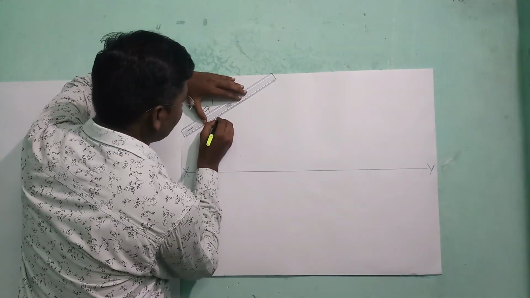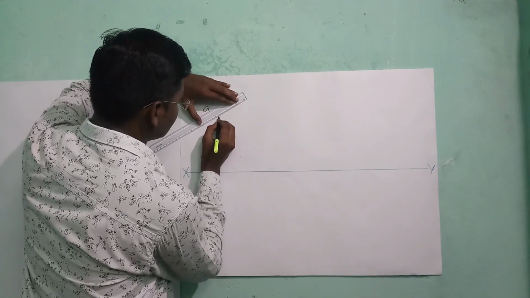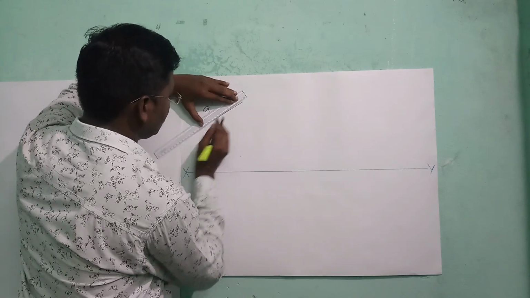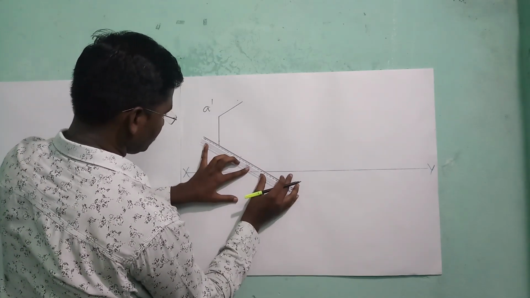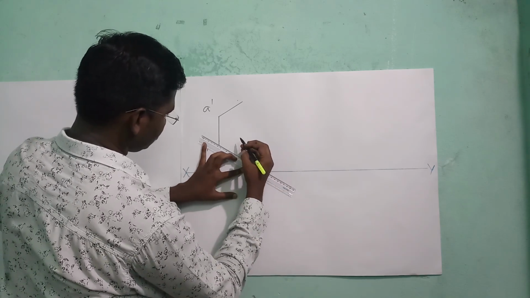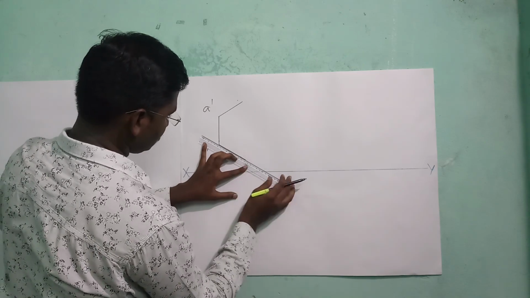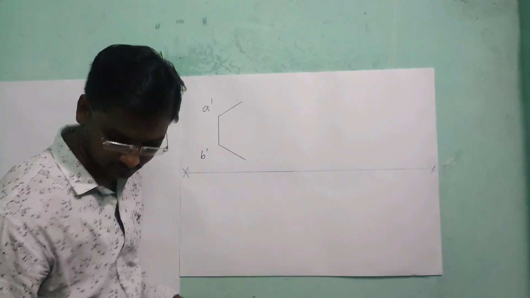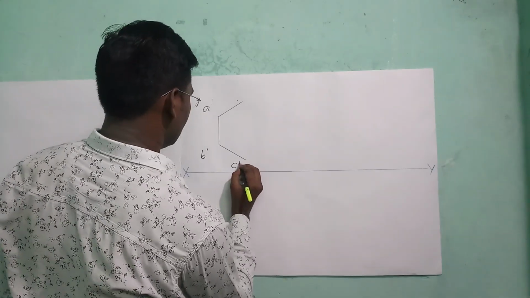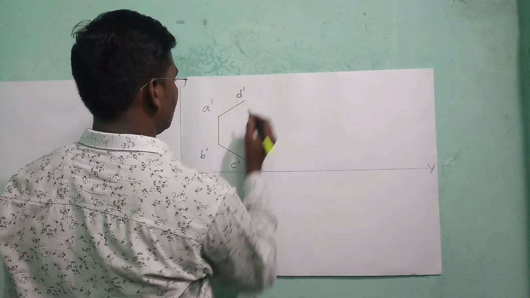Take an angle of 60 degrees, sorry, 60 degrees, and draw the line here of 30 mm. Now take this point as C dash, take this point as D dash.